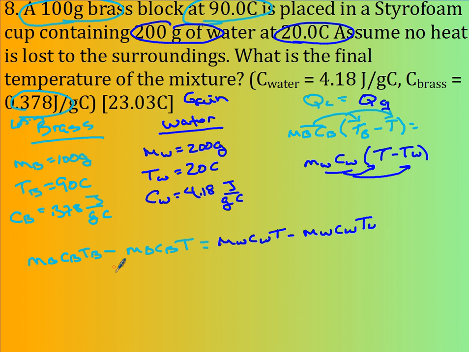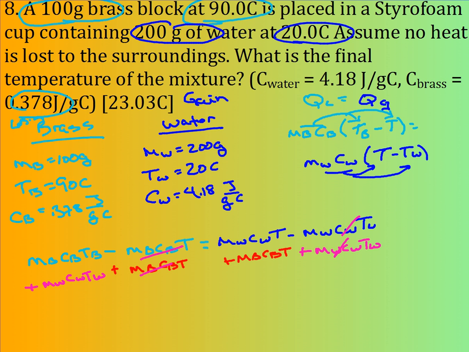First thing I'm going to do is add. Basically, if it's negative, I'm going to add it. I'm going to add mass of brass, C of brass, T, to both sides. And then I'm going to add mass of water, C of water, T of water to both sides as well. Do you see what I did? These two are going to cancel. Those are going to go away. And these two are going to go away.